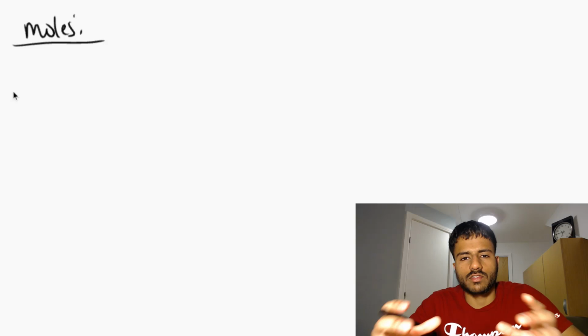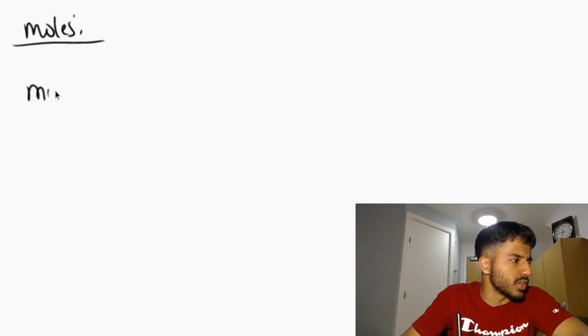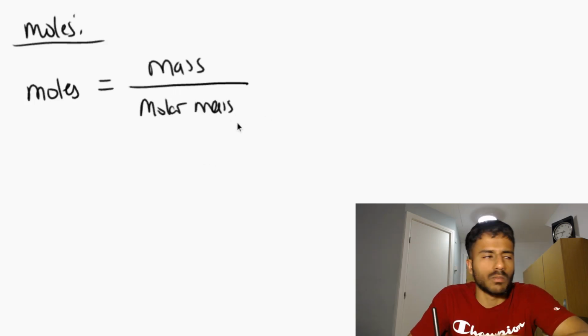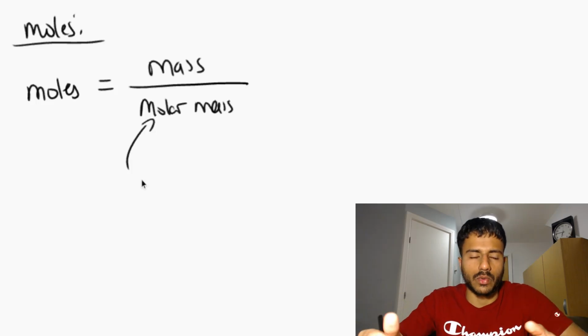Now you might be thinking, well, what is a mole? So moles are a way of simply measuring how much amount of a substance we have. So the number of moles is given by the mass of that amount of substance divided by its molar mass. And you might be wondering, well, what is a molar mass? Molar masses are known values, and if you do chemistry, you might be familiar with this.